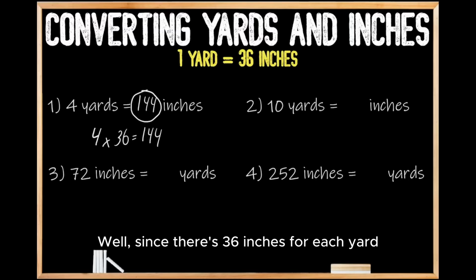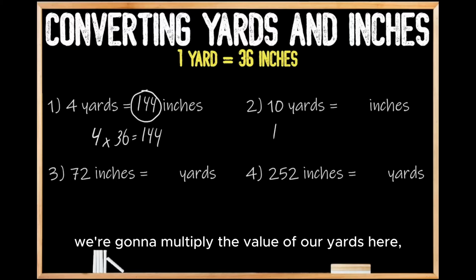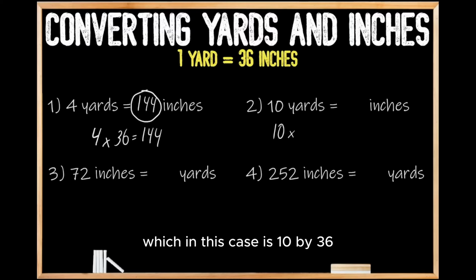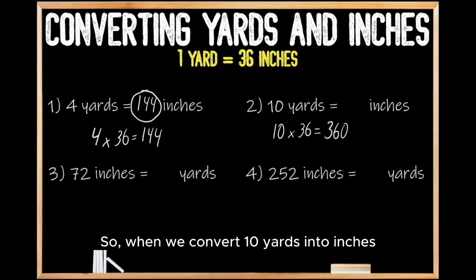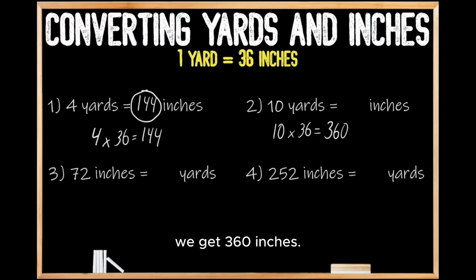Now moving on to question number 2, where this time we're being asked to convert 10 yards into inches. Well, since there's 36 inches for each yard, we're going to multiply the value of our yards here, which in this case is 10, by 36. And when we multiply 10 times 36, we get 360. So when we convert 10 yards into inches, we get 360 inches.